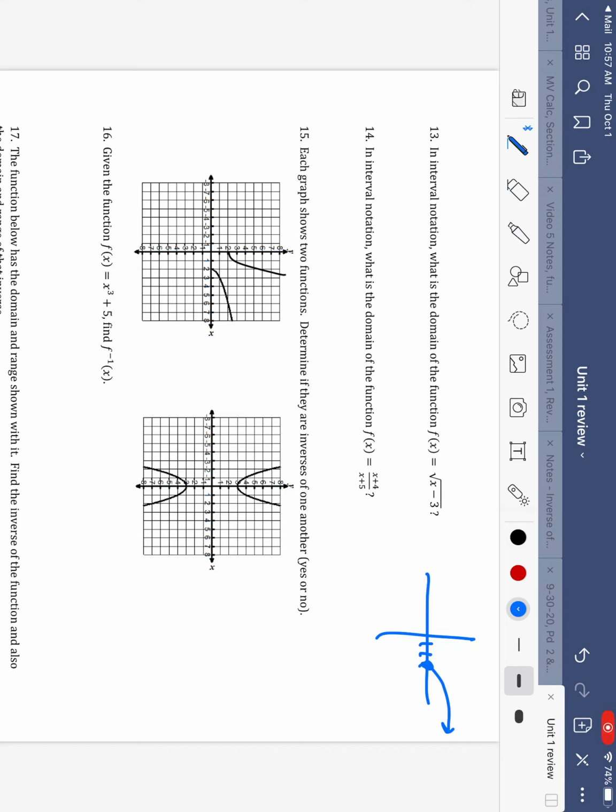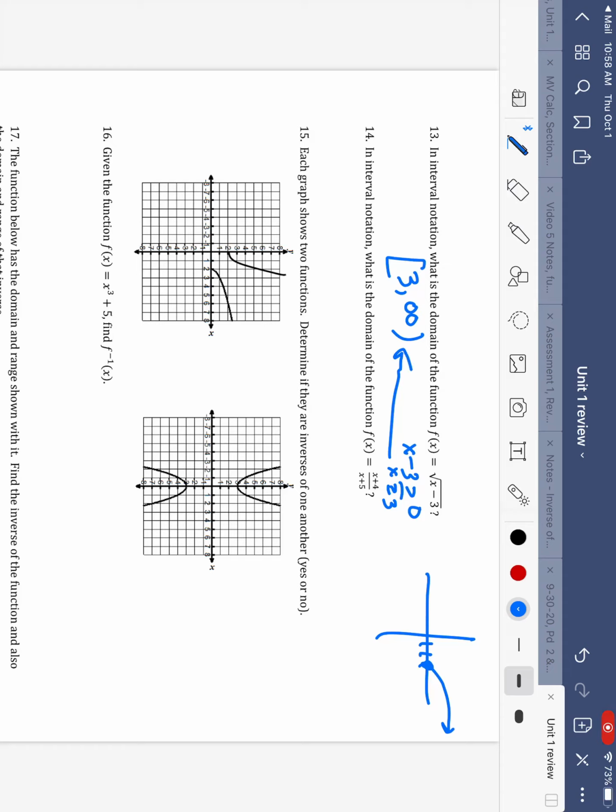So the domain here is everything from 3 over, including 3. So I'm going to say 3 to infinity, that's the width of my graph, and a bracket. I could also do this: I know that everything inside a radical, x minus 3, has to be greater than 0, and it could actually equal 0 as well. So when I solve that, I get that x is greater than or equal to 3, which is exactly what that means.